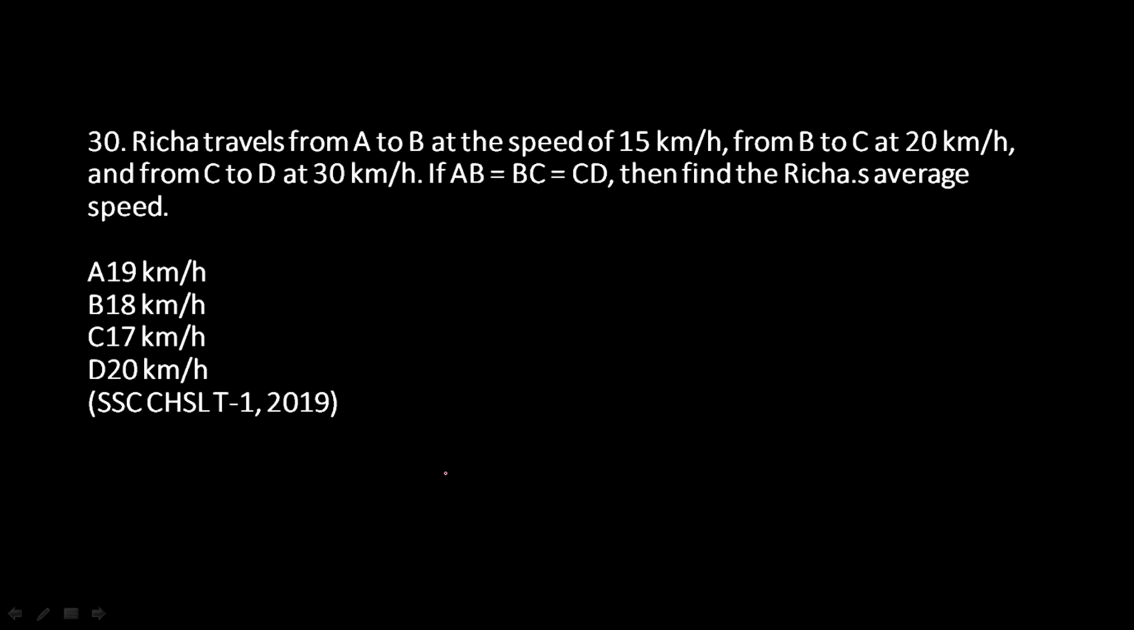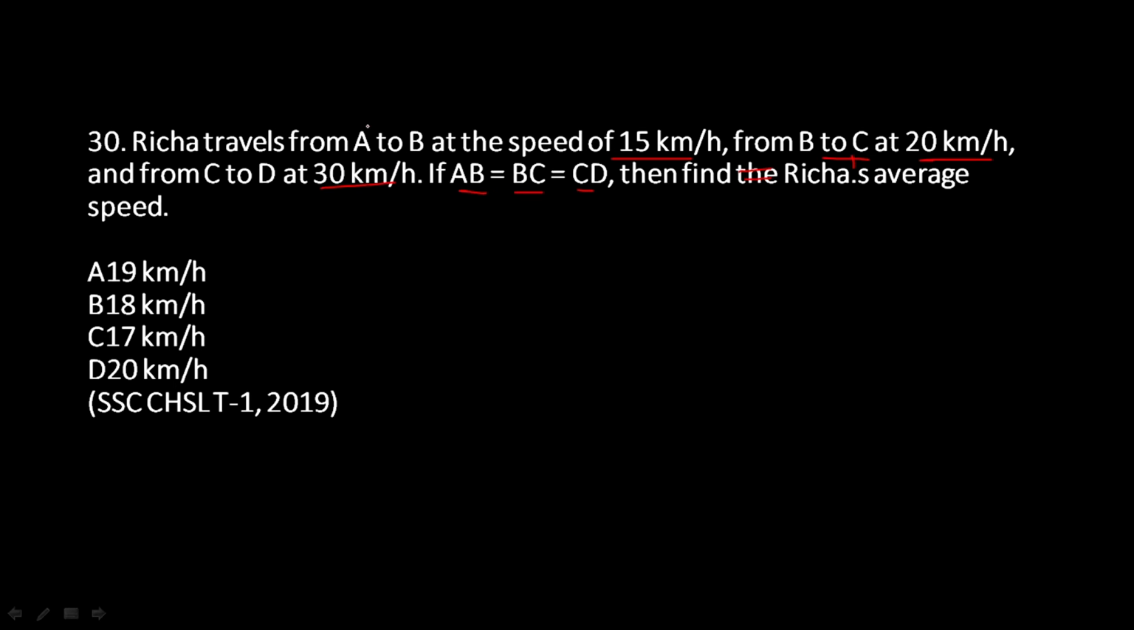Number 30. Richard travels from A to B at a speed of 15 km per hour, from B to C at 20 km per hour, and C to D at 30 km per hour. If AB equals BC equals CD, then find Richard's average speed. I hope it is understandable to you. I am reading it again.